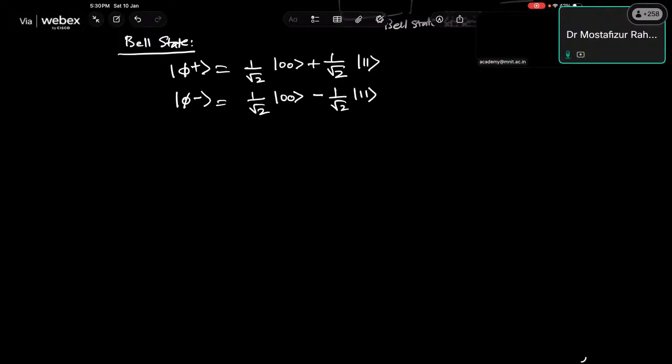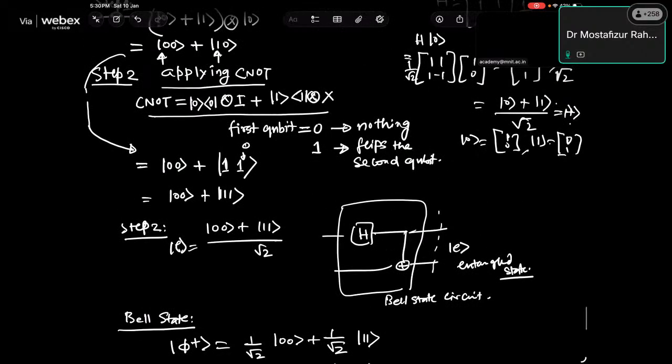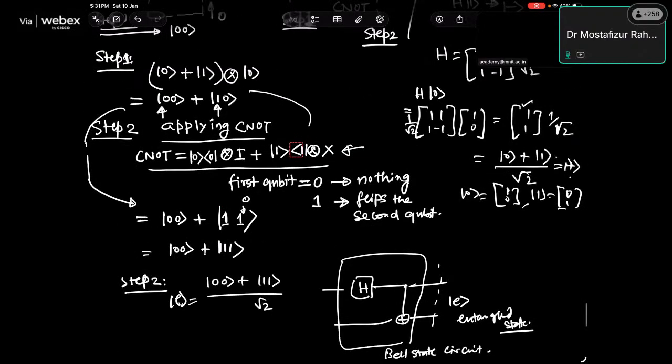There is one question: C naught flips the second bit if the control bit is 1. Yes, exactly. That you can just do by math also. It will consume some time. That's why I just skipped it. I just applied the philosophy. Okay. So you can multiply this matrix with the vector. The vector is here, right? If you multiply these two things, you'll be easily getting this, right?